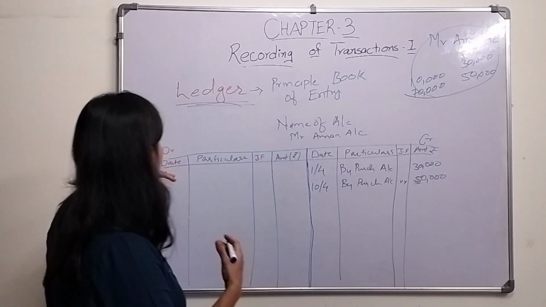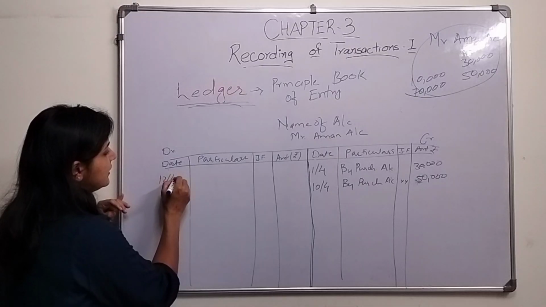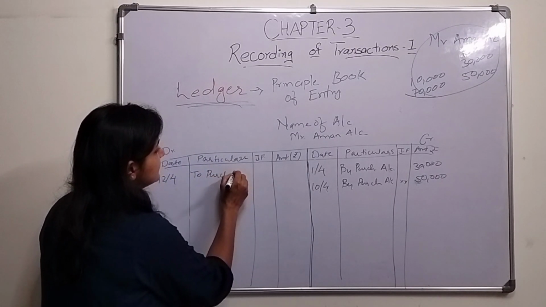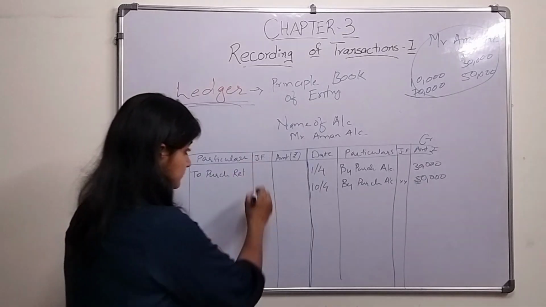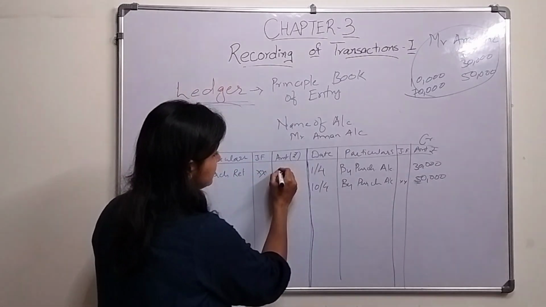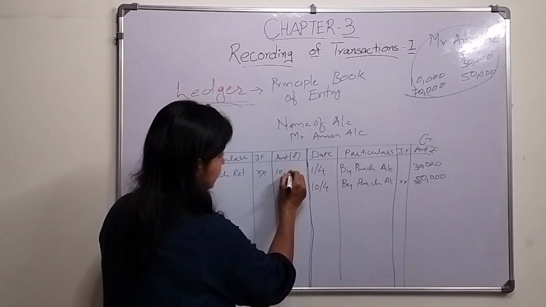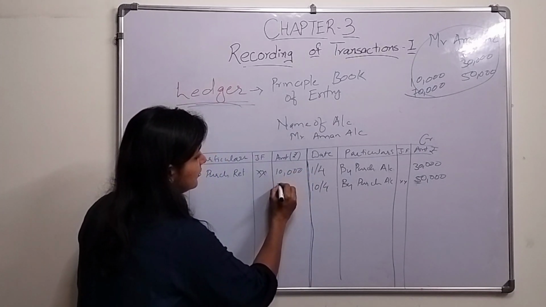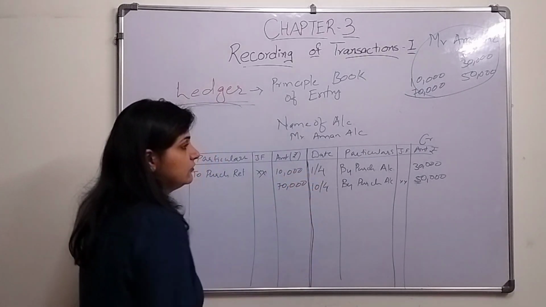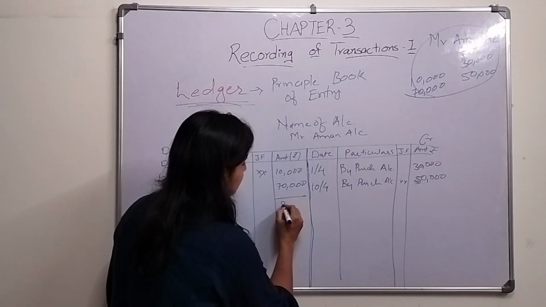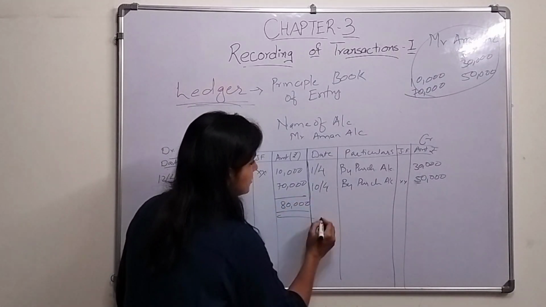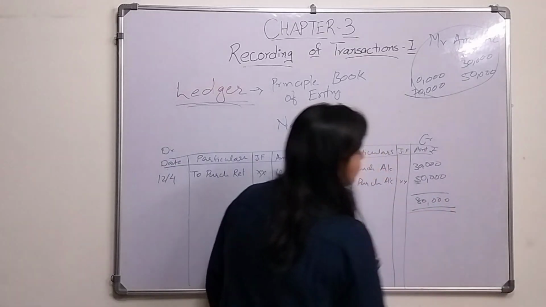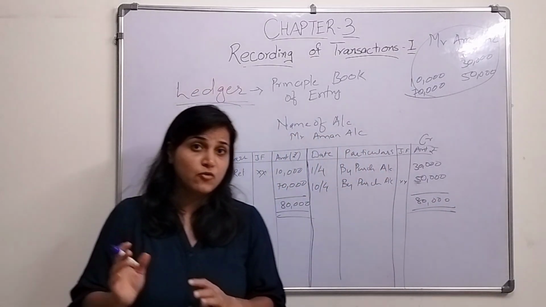So Mr. Aman account debit on 12th April, I returned, so to purchase return, the number, and how much I returned? 10,000. How much balance am I supposed to pay? 70,000. And like that, my account is prepared. Mr. Aman account is prepared. This is called ledger posting.